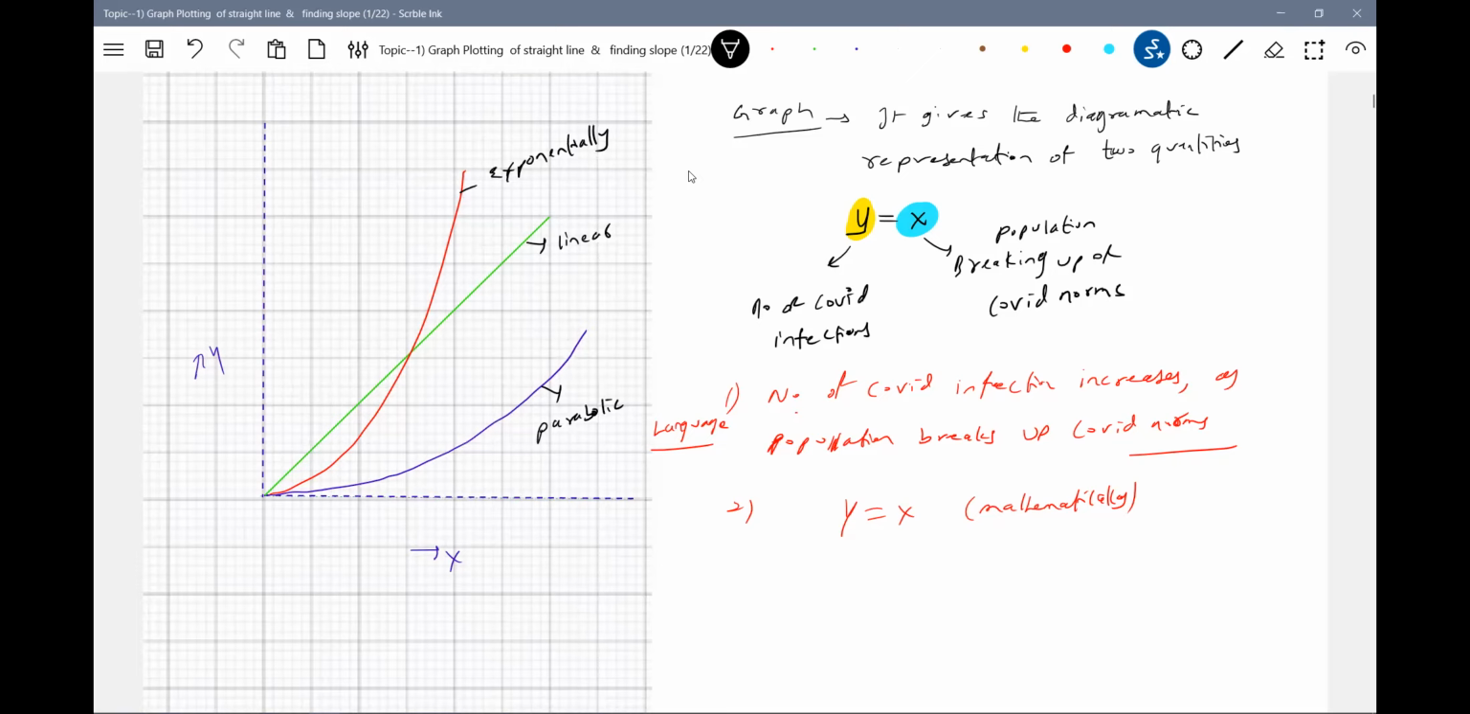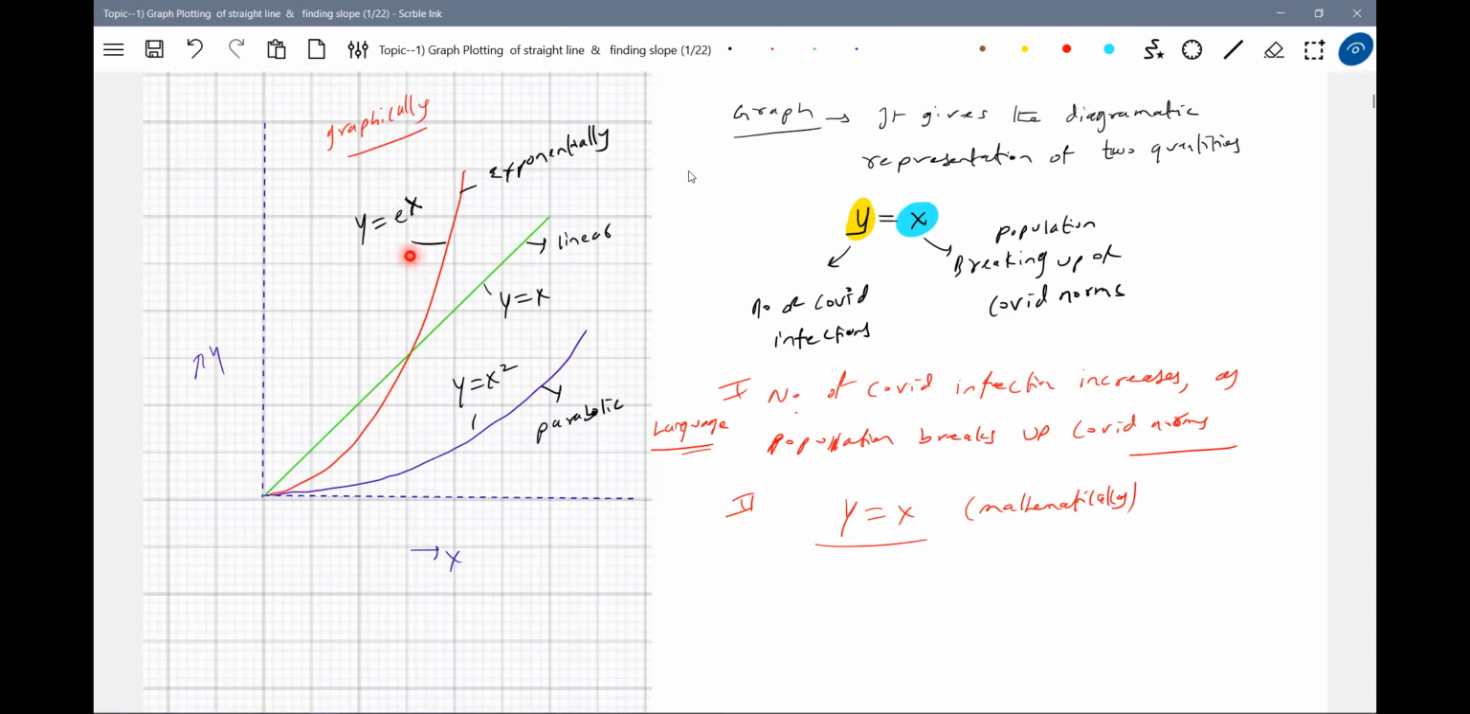So if it were linear, I'll write it like this. For the red color, what is the equation? Y equal to e to the power of x. The equation for this, y equal to x. The equation for this, y equal to x squared. So these are the ways. The first is the literal language, the second is mathematical, and the third is graphical.